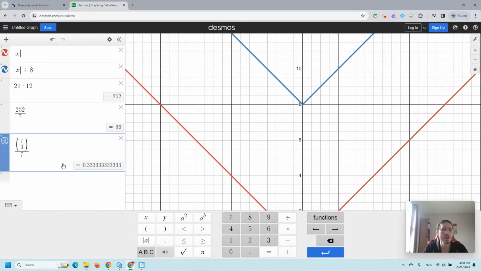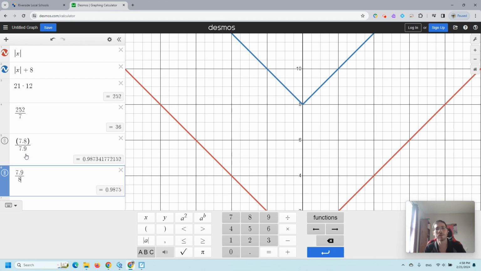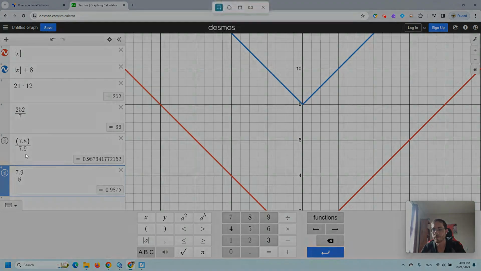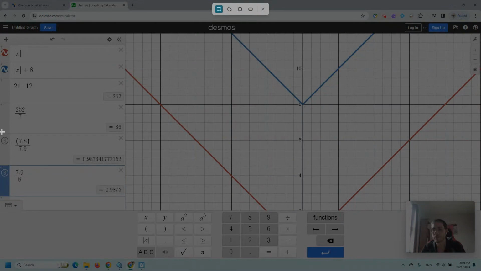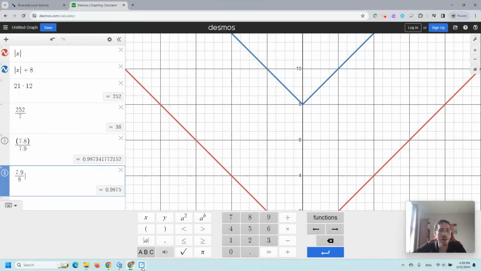But just to double check, let's use our trick. Let's do 7.8 up top divided by 7.9. So we get 0.987. And then 7.9 divided by 8 is a different number. So we see we get different numbers. So since those numbers are different, we can tell that it is not exponential.